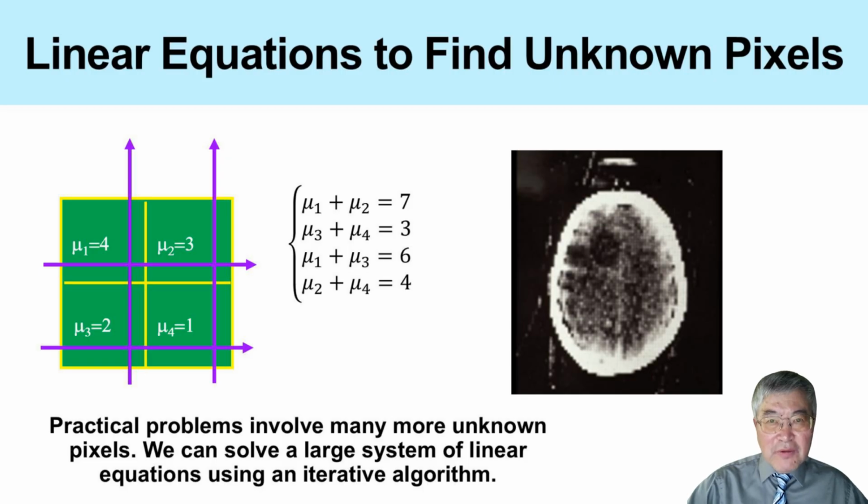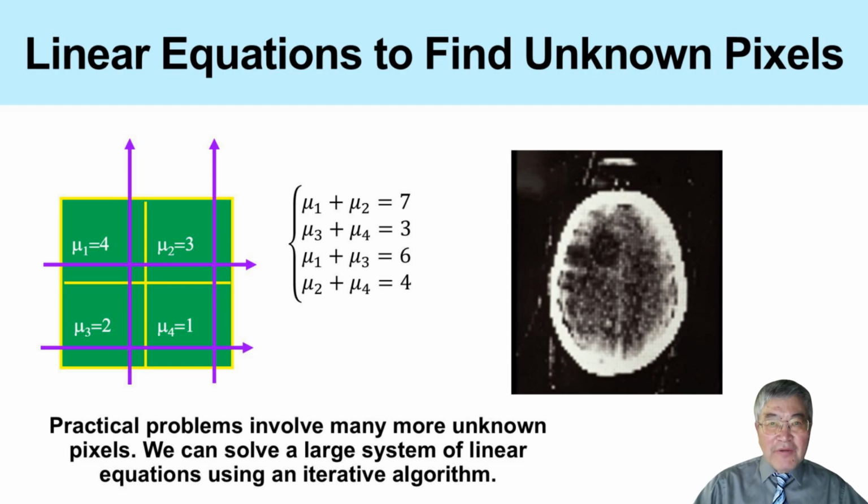Of course, real CT is much larger. We do not have only 4 unknowns. We may have hundreds of thousands or even millions of unknown pixel or voxel values. So the projection data form a very large system of linear equations.